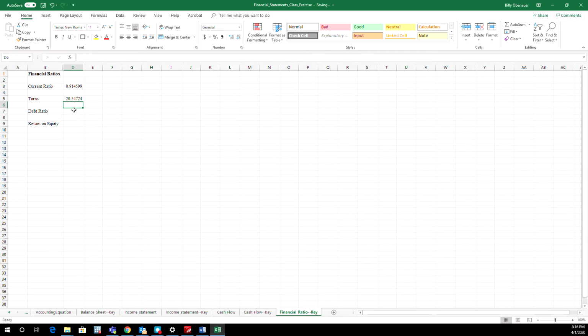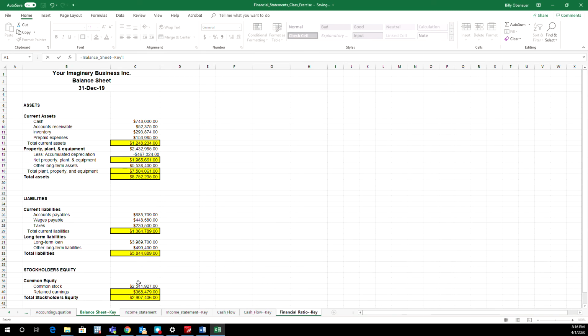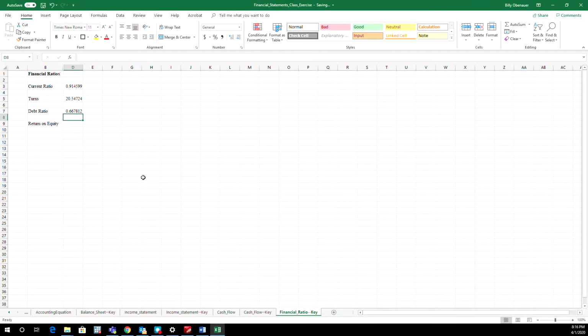Okay. Next, we're going to take a look at our debt ratio. Our debt ratio is simply a comparison of our debt to assets. So we're going to go into our balance sheet here, and we're going to take our total liabilities and divide that by our total assets. And that shows us that we have a debt ratio of 0.6678.